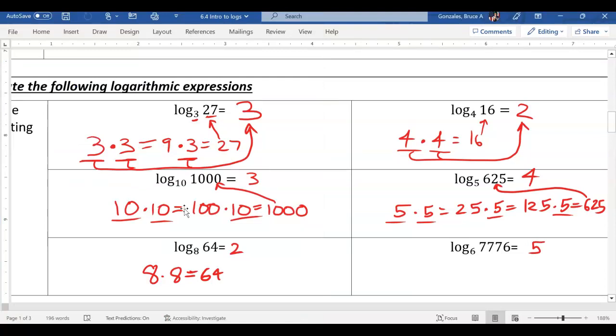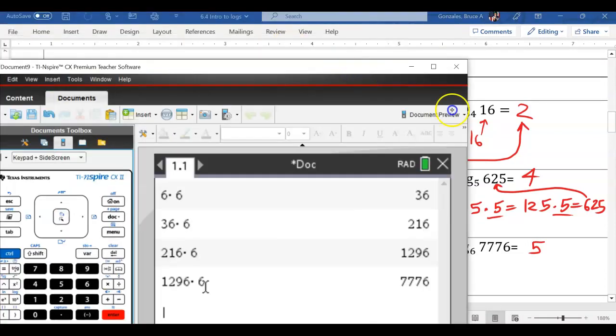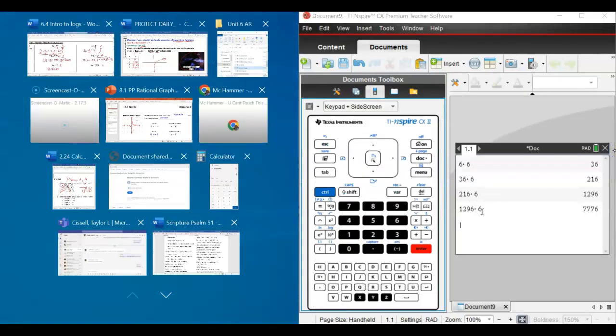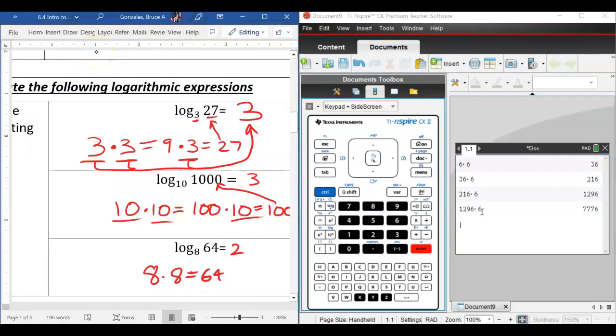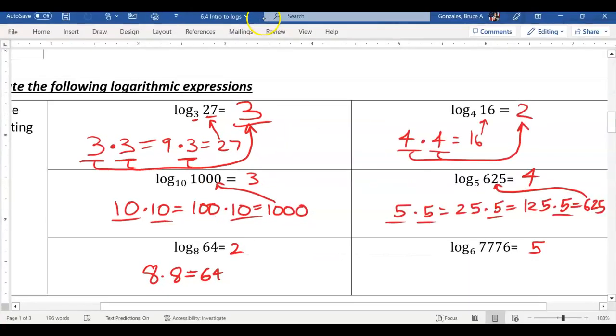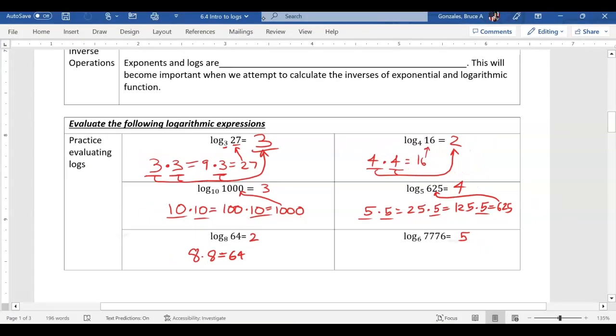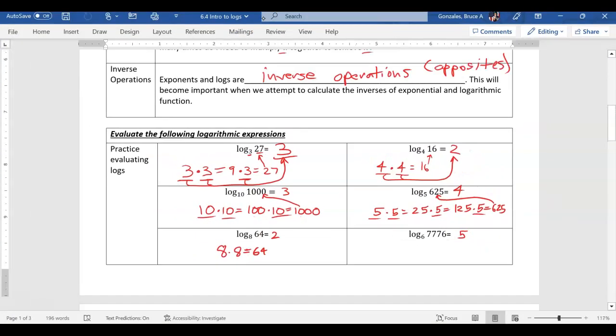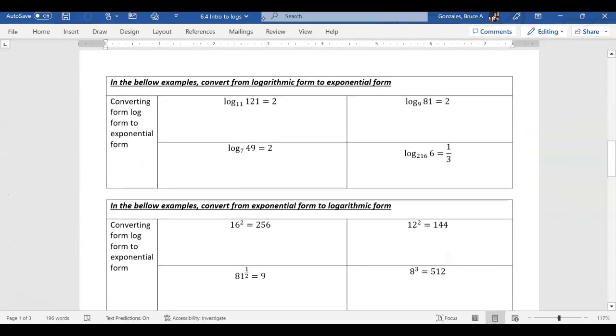Now, I will say that you could have just typed these into the calculator, right? So you could look at the very first one, log base 3 of 27. You could have pressed Control and 10 to the x and just typed it in. 3, go to the right, 27. The answer is 3, right? So you can just type these in the calculator to get your answer. All right. However, let's move on here.